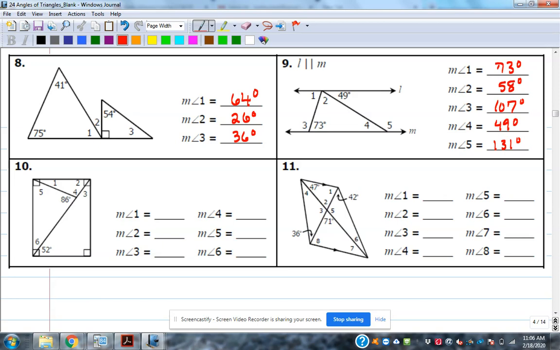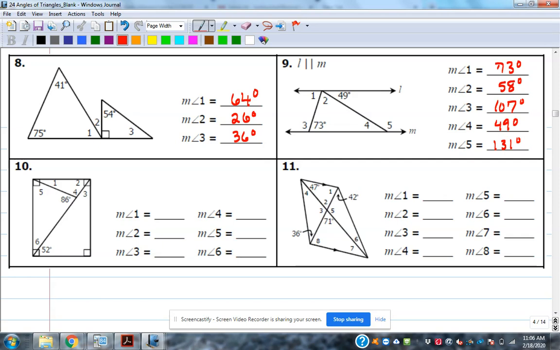All right, problem number 10. Whew, that's got a lot of triangles. There's 3 triangles inside of a rectangle. Oh, me, what do we do? What do we do? How do you know?